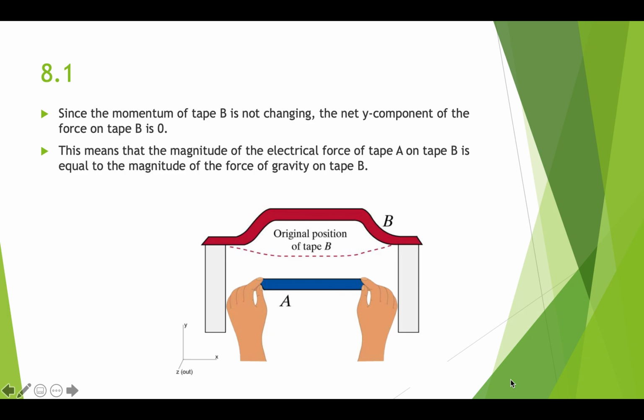And here is the actual experiment. There's a diagram here showing the system. Tape B is what is floating above tape A when you hold it up. Both of them are charged pieces of tape.